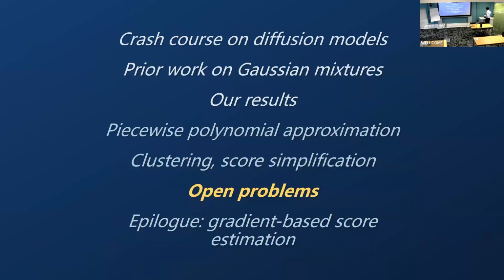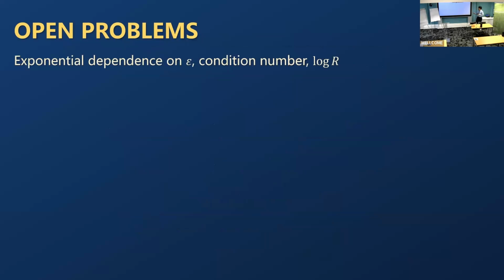Okay, so let me review some open problems in this direction, and then let me tell you a bit about gradient descent for score estimation. If you zoned out for the previous parts, feel free to tune back in. In terms of open problems, there are some glaring technical directions. Of course, getting improved dependencies on these other parameters, like the dependence on the target error, on the condition number of the components, on the log of the radius, etc.